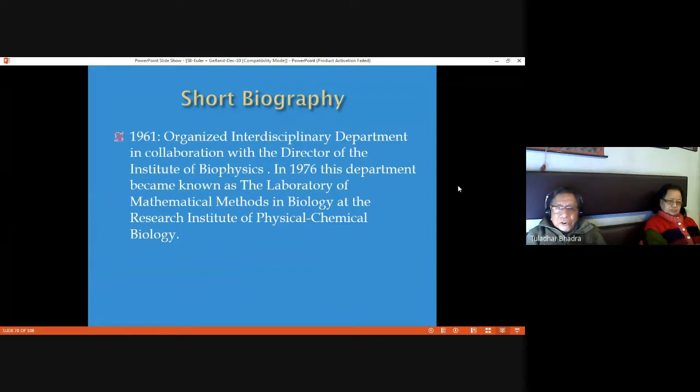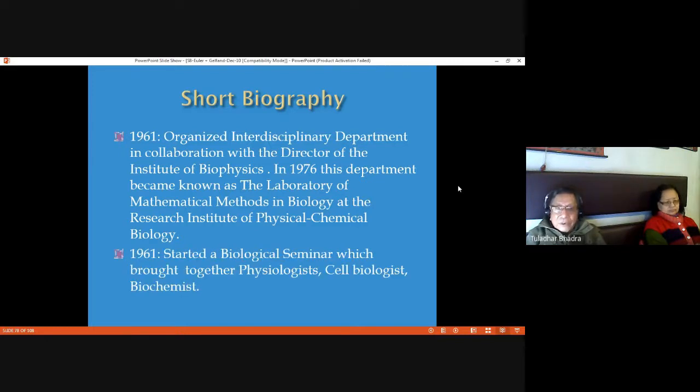Back to the short biography. In 1961, he organized an interdisciplinary department in collaboration with the director of the Institute of Biology. Now he had taken interest in physics, biology, and medicine. In 1966, his department became known as the Laboratory of Mathematical Methods in Biology at the Research Institute of Physical Chemical Biology. In 1961, he also started a biological seminar which brought together physiologists, cell biologists, and biochemists. So he was slowly moving from pure mathematics to applied mathematics, I can say like that.